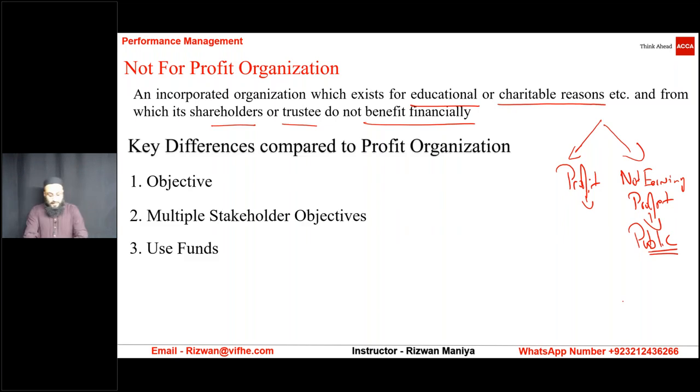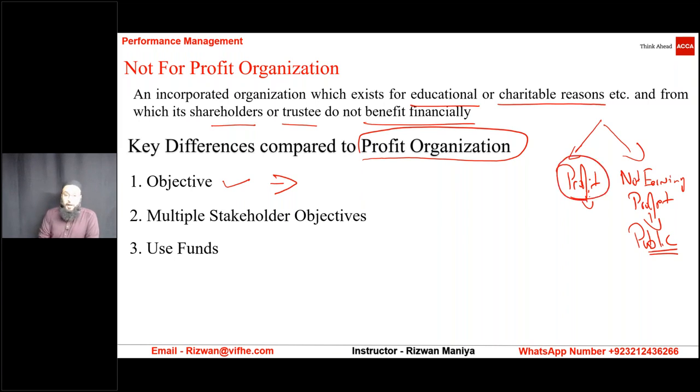Moving towards the key differences compared to profit organizations. Please be with me, this is very important to understand. Let's see what the key differences are if I compare a not-for-profit with a proper profit organization. So what is the difference? First of all, the objective is different. A profit organization's objective is maximization of profit, whereas a not-for-profit organization, even the one that earns profit, doesn't have the objective of profit maximization.